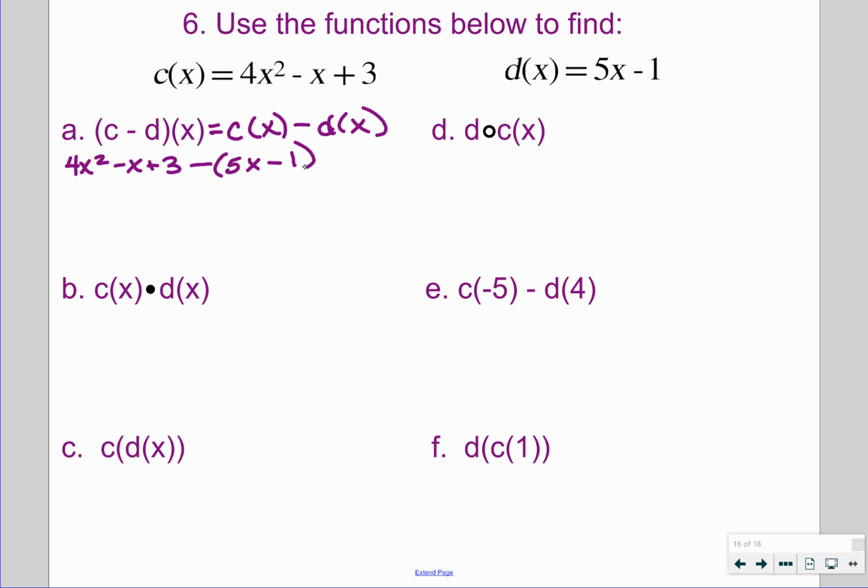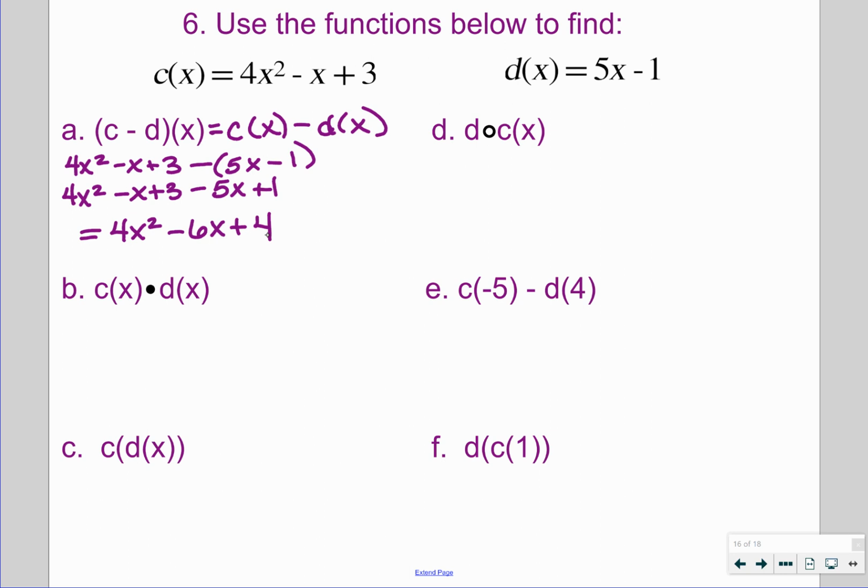So the first thing I need to do is distribute my negative. 4x squared minus x plus 3 minus 5x plus 1. And then we're just going to combine together all of our like terms. So final answer for this one's going to be 4x squared minus 6x plus 4. If there's an x in the parentheses in your notation, your answer should just be a new function. It should not be a number. Okay, so we just created a new function by subtracting 2 functions, and then you don't go any further than that. You are not solving anything.